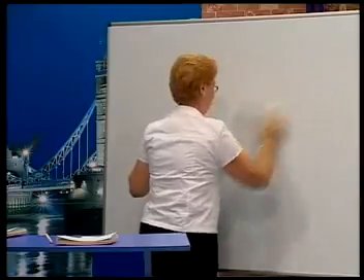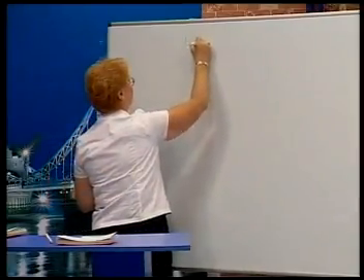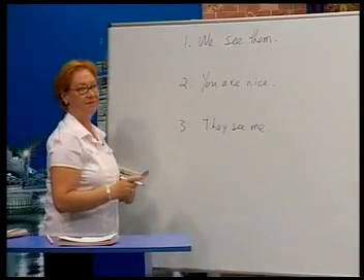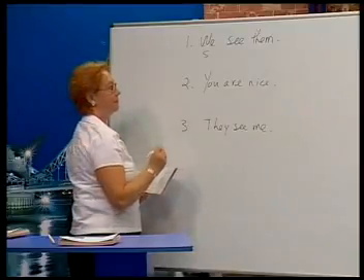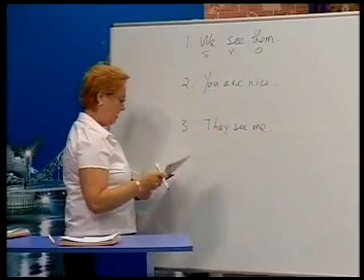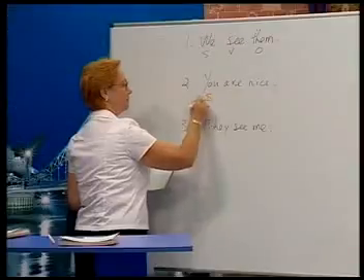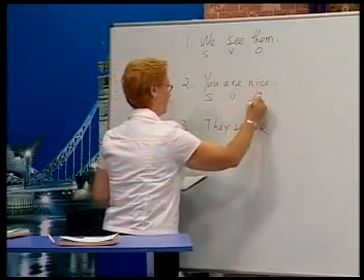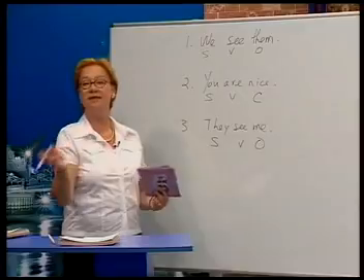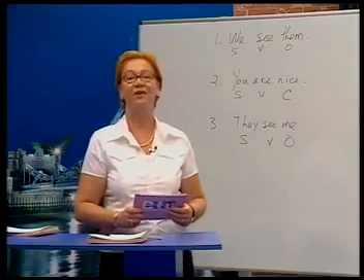Okay, now a little bit more practice. Get three more sentences and then you can tell me what they are. Okay, here's one. And here's the third one. Okay, Lisa, you do number one. We is the subject. See is the verb. Them is the object. Yes, good. Okay. Now, Ali. You is the subject. Are is the verb. Nice is the object. No, the complement. Yes, good. All right, Isabel. They is the subject. She is the verb. And me is the object. Yes, very good. Okay, now, do you understand sentence structure? Yes, we do. Okay. Very good.